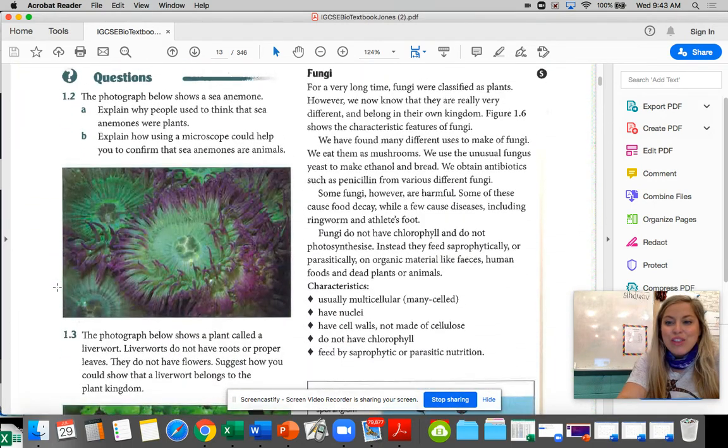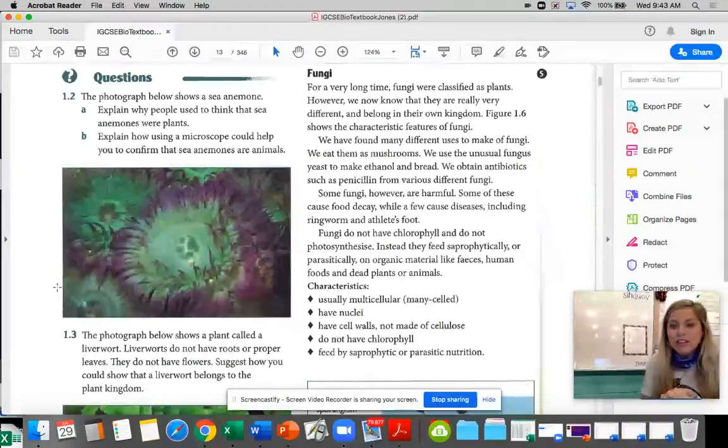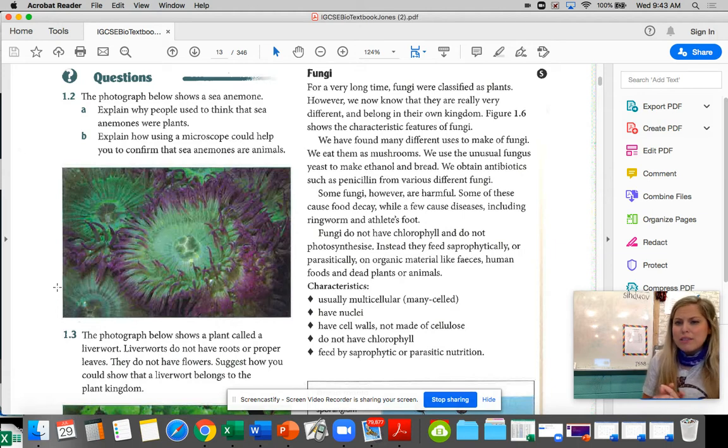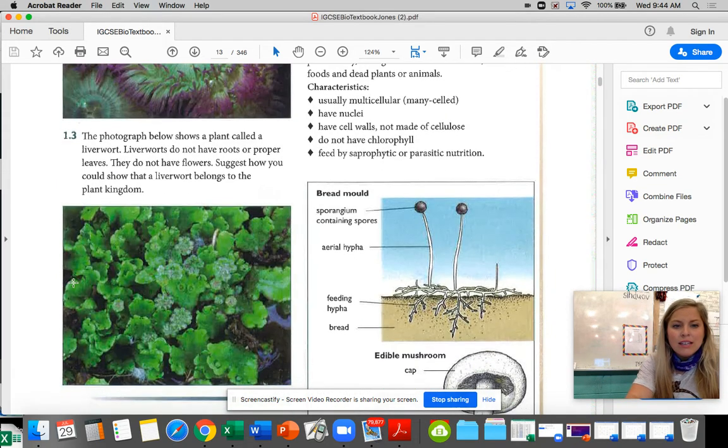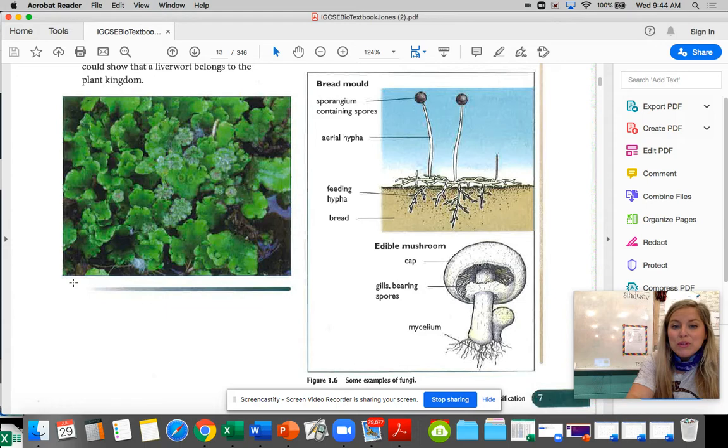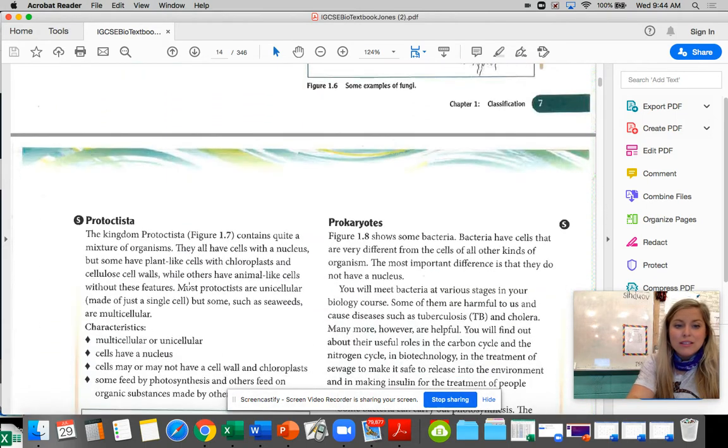All right, so for the third kingdom, we have fungi, however you'd like to pronounce that. A fungus has these following characteristics. They usually are multicellular. They have nuclei. They have cell walls, but those cell walls are not made of cellulose. They do not have chlorophyll, but they feed typically by parasitic nutrition, which means they feed off of some other type of living organism. And this would include things like mold and even mushrooms.